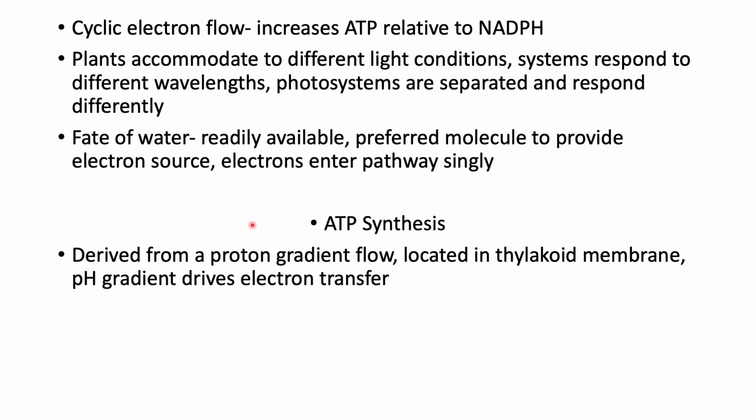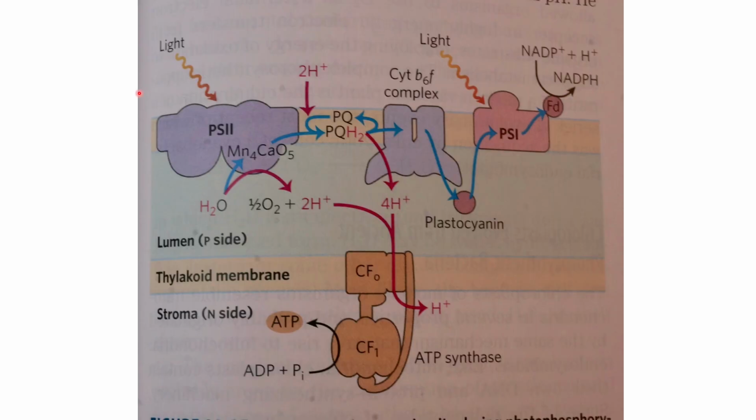The ATP synthesis is derived from proton gradient flow located in the thylakoid membrane, and the pH gradient drives the electron transfer. So again, you have impinging light. You get these complexes, PS2, with protons. You get a reduction of the quinone complex here, and oxygen again is derived from the breakage of water with the oxygen atoms. So it's a free radical process, and you get a proton gradient, which drives ATP synthase here.